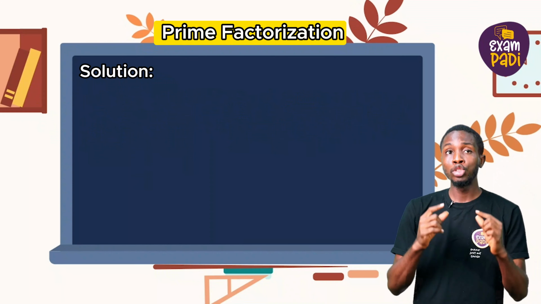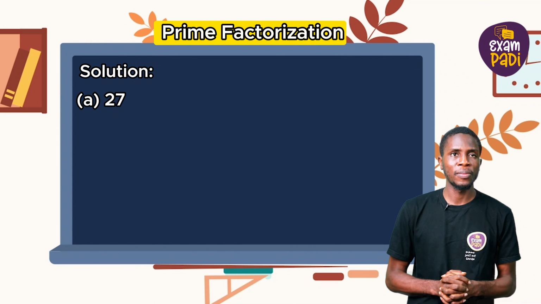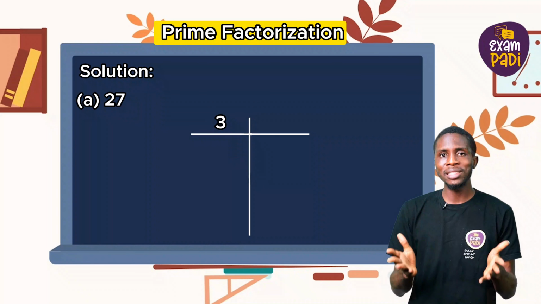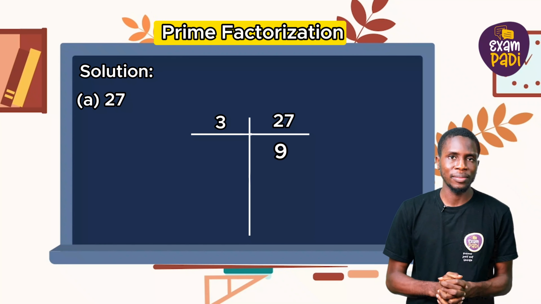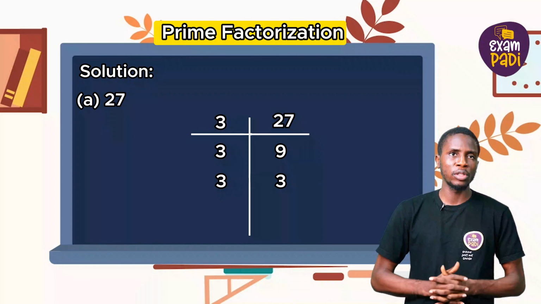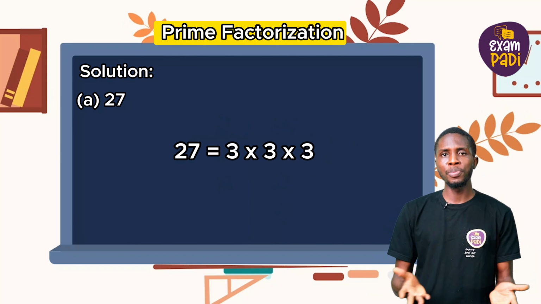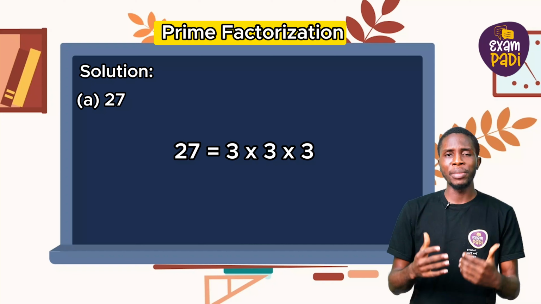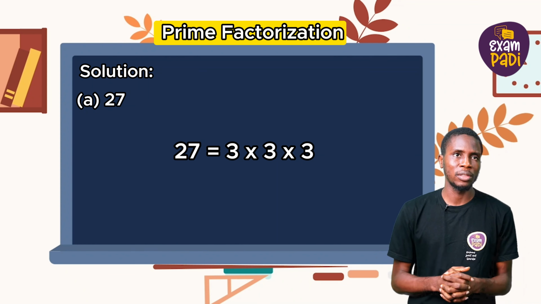It simply means that you start with the lowest number. A. 27. The first number we'll be dividing 27 by is 3, because that is the lowest number. 3 in 27 gives us 9. 3 can still go in 9. 3 in 9 will give us 3. And 3 in 3 will give us 1. If you multiply all our prime factors, we'll have 3 multiplied by 3 multiplied by 3. And that gives us 27.